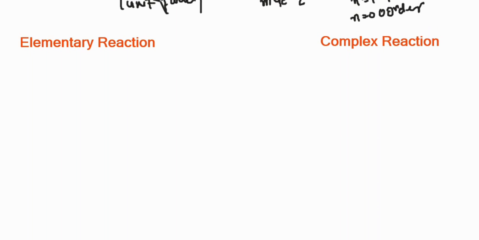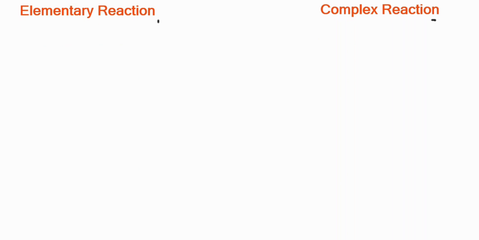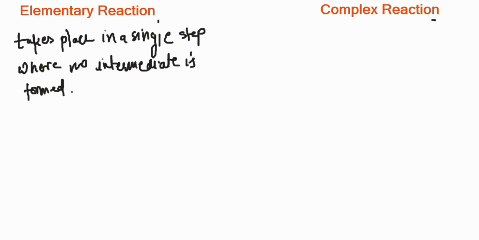Now we see two types of reaction. One is elementary reaction and one is complex reaction. So what is an elementary reaction? Any reaction that takes place in a single step, where no intermediate is formed or no complex is formed in between the reaction, is known as an elementary reaction.